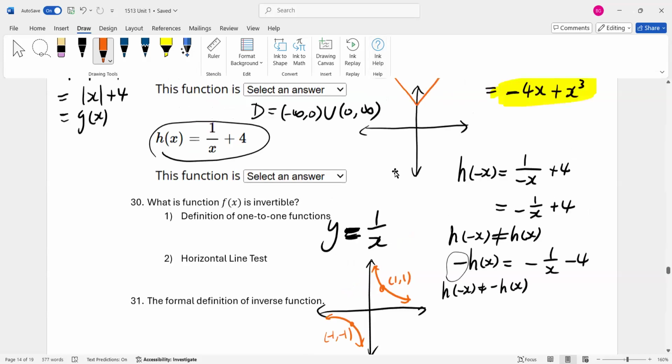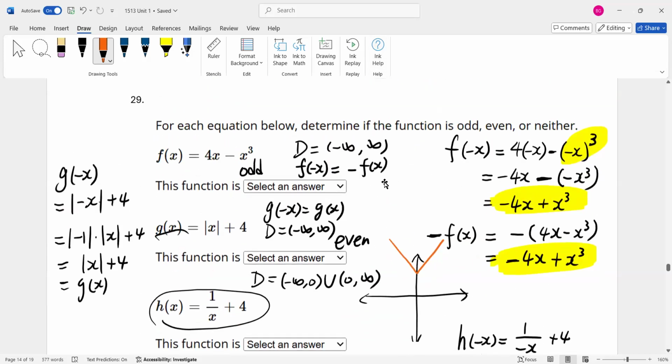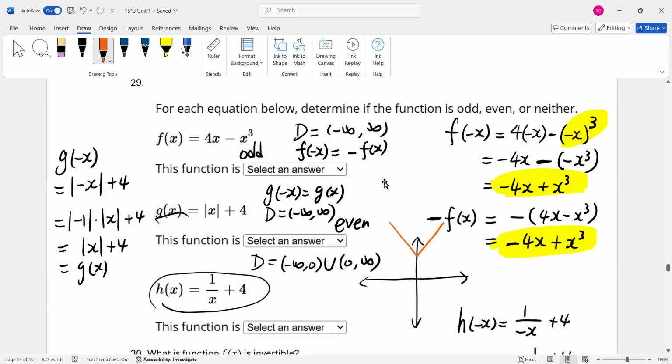Is this problem clear? Everybody, number 29? Yeah, it's clear. Awesome. Very good. Perfect. All right. So that's everything about section 1.6, or almost all the things.